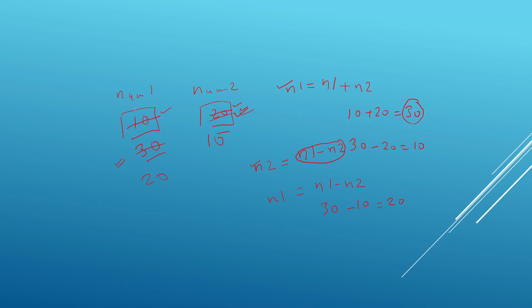So earlier the values were 10 and 20, and this time after swapping these values are 20 and 10. So this is the logic that we are using with these three statements: statement number 1, statement number 2 and statement number 3. So basically addition and subtraction of the numbers.